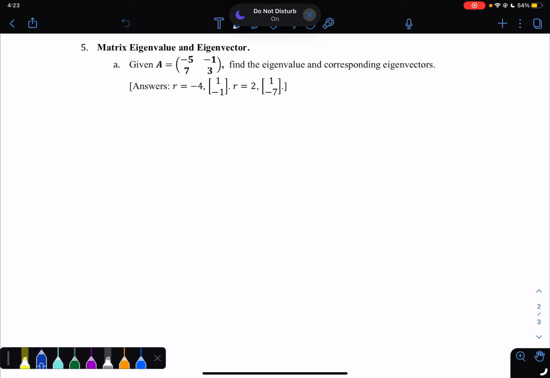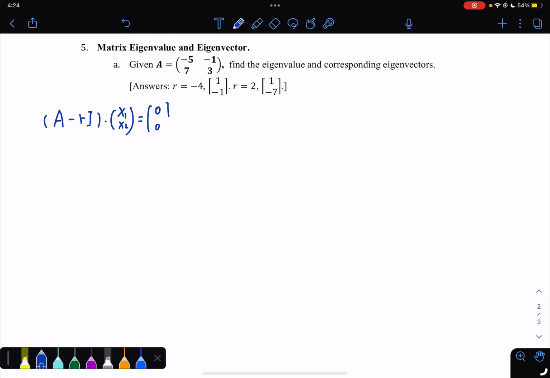So you should be able to solve this problem and try to work it out by yourself. I'm recording the answer here in case some of you need some extra help. The formulation is (A minus RI) multiplied by your eigenvector, which has two entries, x1, x2, and is supposed to equal 0, 0. When we carry out the calculation, you can either memorize the formulation or do the calculation. You want to make sure the determinant of A minus RI is 0.